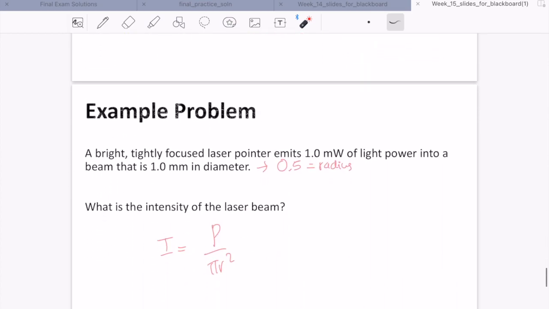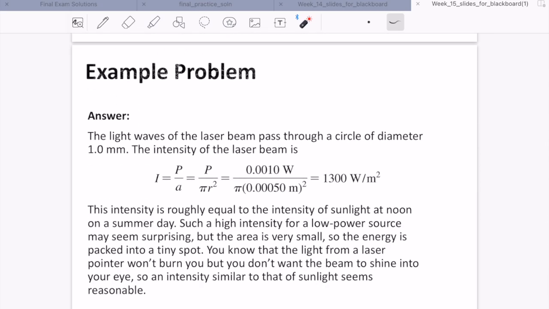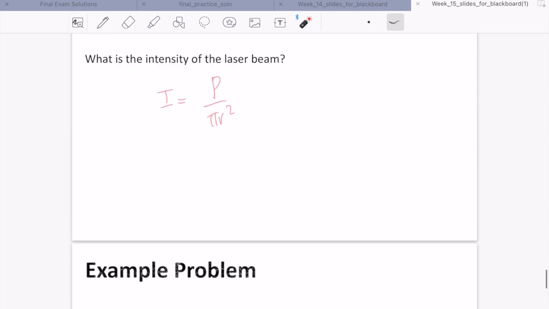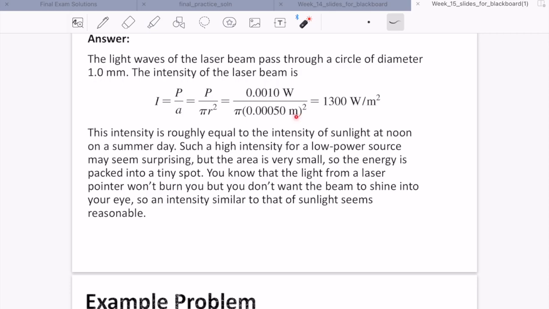So if we want to figure out the intensity and we have the power here as 1 milliwatt, then we just plug in for our area here. We take the diameter and convert it to the radius, so that's 0.5 millimeters. We take pi times that radius squared, and then we have the power, and we can just divide. Your power, that 1 milliwatt, would be 0.0010 watts, and your radius, the 0.5 millimeters, would be 0.00050 meters. Then you just take the power divided by pi r squared. That should give you your intensity in units of watts per meter squared.